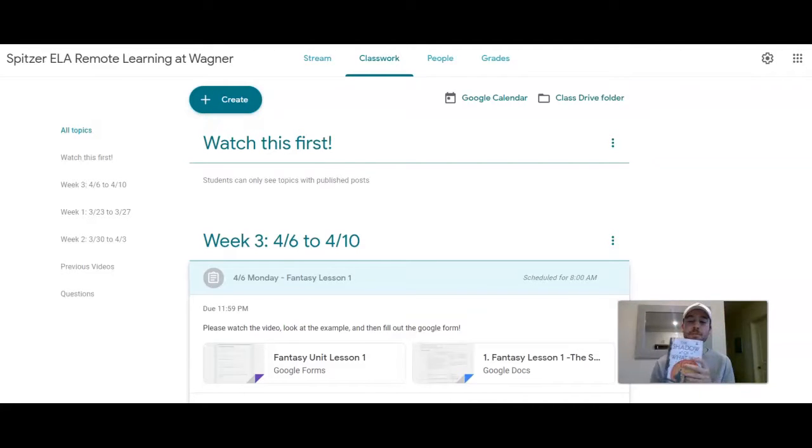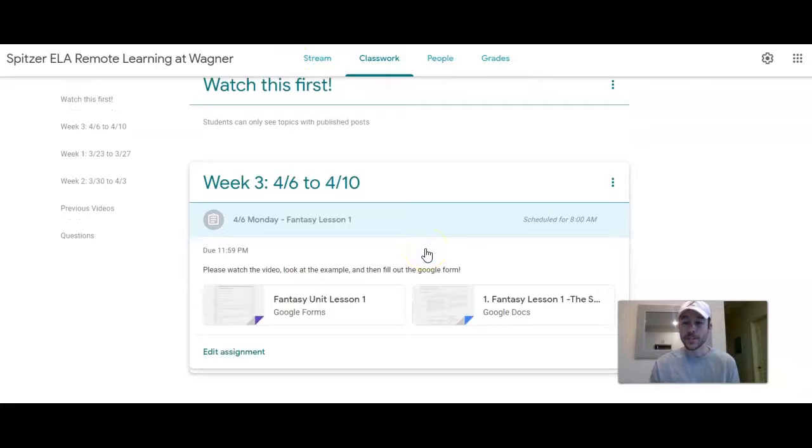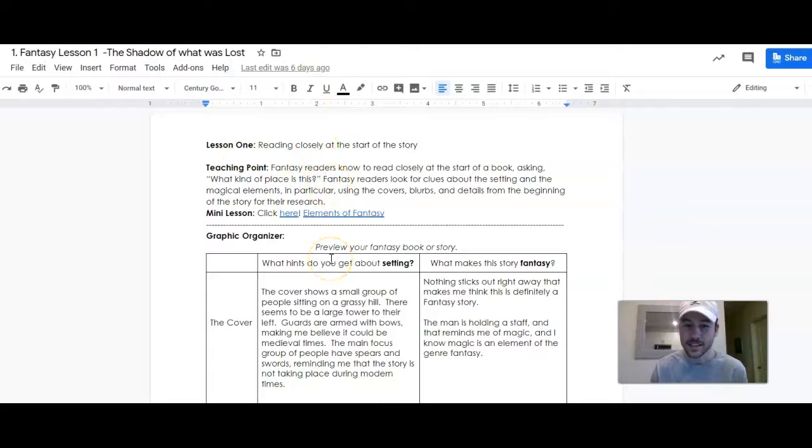So, first thing, you have your book and you're logging into Google Classroom. Each day, you're going to set your timer, get your book ready, and open up the lesson and the Google Forms. The lesson today, lesson 1, says the teaching point is that fantasy readers know to read closely at the start of a book, asking what kind of place is this? Fantasy readers look for clues about the setting and the magic elements in particular, using the covers, blurbs, and details from the beginning of the story for their research.